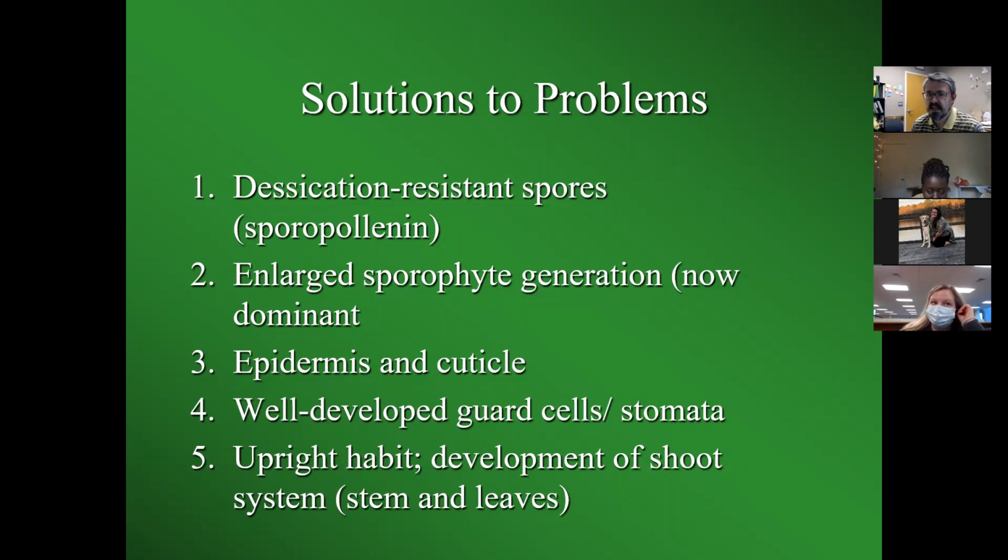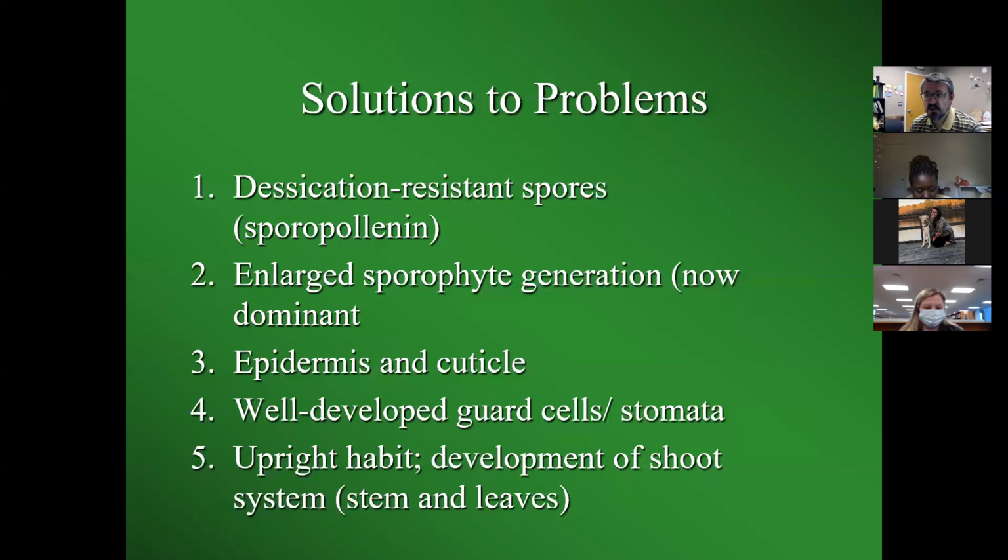Now here we see a desiccation resistance in the spores. The sporopollenin that I mentioned comes up again and again. We see it in the spores. We'll also see it in the pollen later on after we get to flowers. Because we want the spores that are produced, especially when we're talking about the ferns, to not dry out as it moves from one location to another.